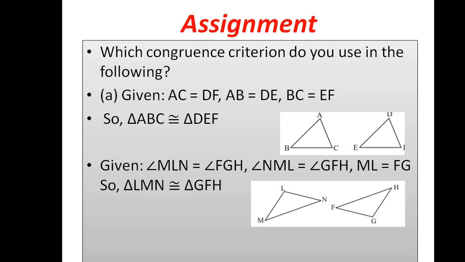So with this idea you can do the assignment. Which congruence criterion do you use in the following? The diagram is given, with the equal sides and angles marked, and these two triangles are congruent to each other. You have to just say under which congruence criterion these two triangles are congruent.